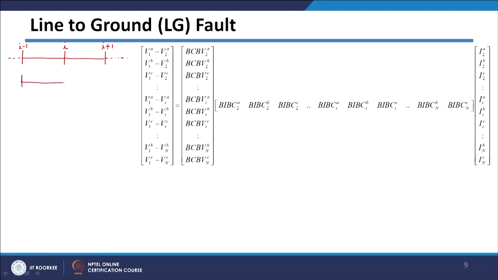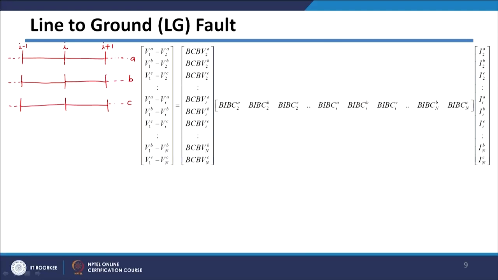Now I need to show B phase also. So this is your B phase and this is your, say, C phase, and these are also part of a very large system. So I should show dot dot here, and so this is your A phase, B phase and C phase. And let us say this line to ground fault is occurring on A phase.